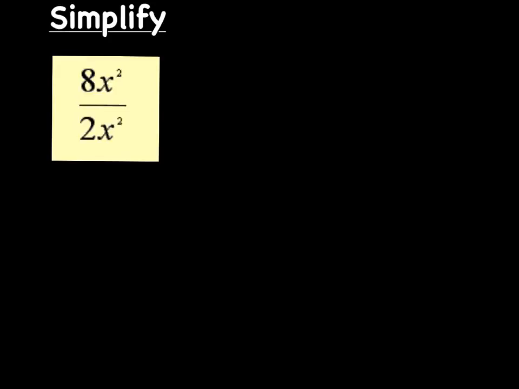So what I'm going to do first of all is I'm going to forget about the letters and I'm just going to concentrate on the numbers. So let's just ignore the x squared on the top and ignore the x squared on the bottom there, and let's just focus on the 8 over 2.